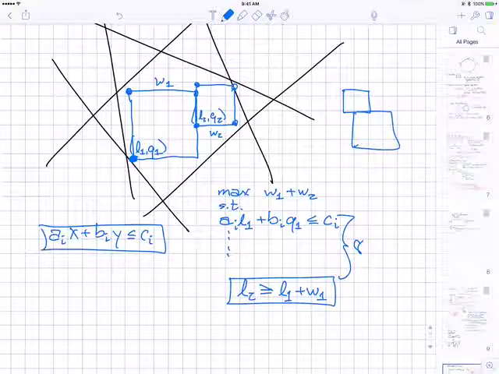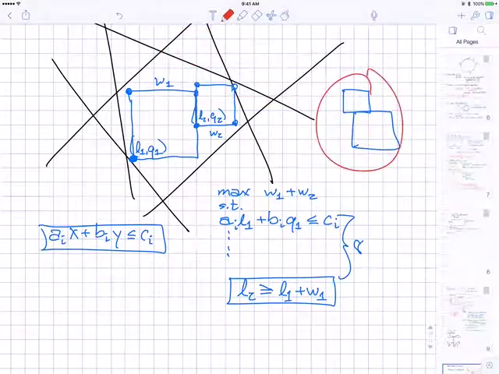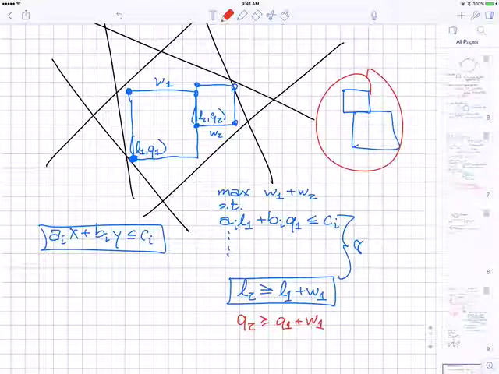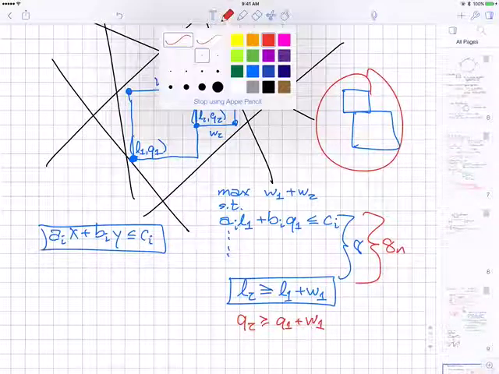And then the opposite constraint, if I want to think about the red case, would be Q2 is at least Q1 plus W1. And otherwise, I'd have exactly these same 8n constraints.